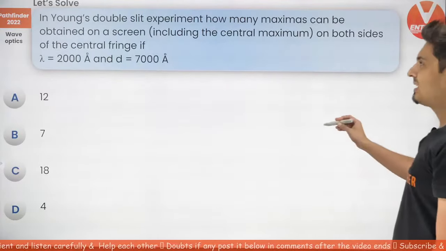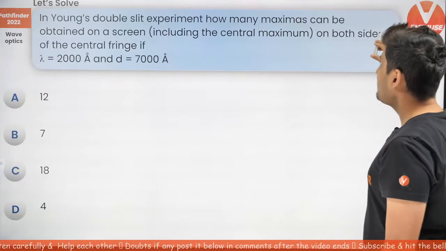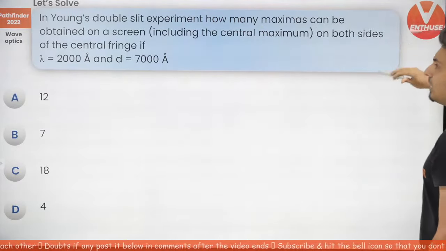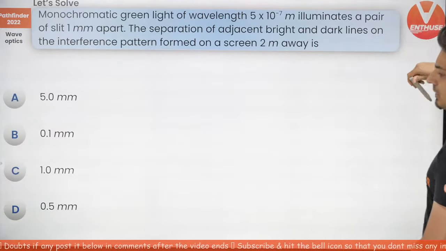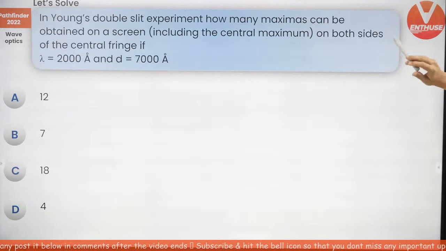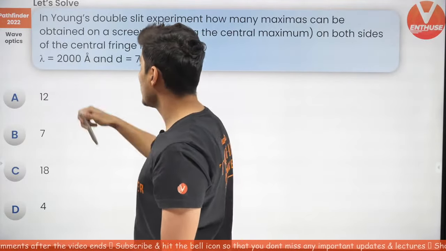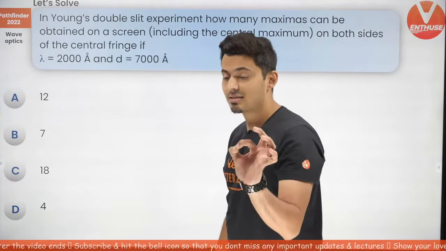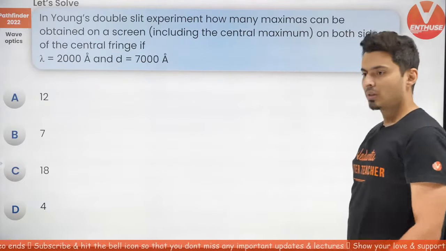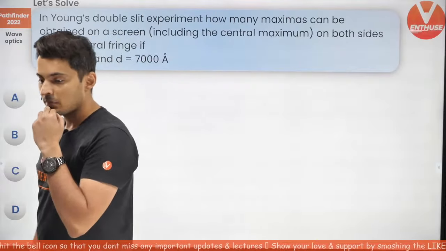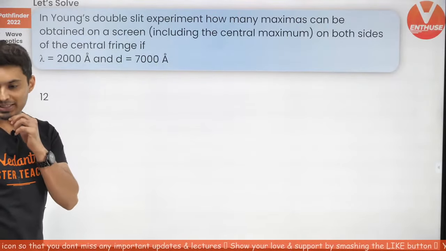Now, in Young's double slit experiment, how many maximas can be obtained on a screen, including the central maxima? Including the central maximum, the wavelength is 2000, the distance between the slits is 7000. These kind of questions are very common. Okay, so let's see how to do this.